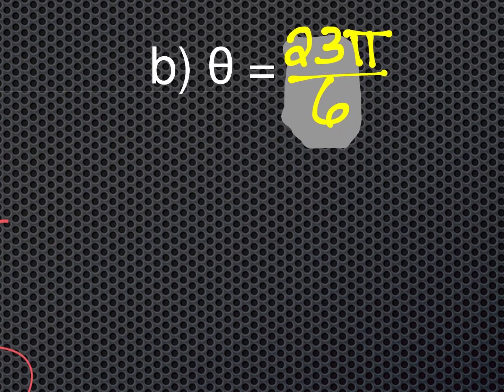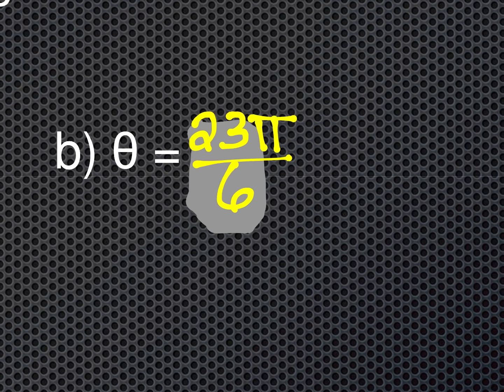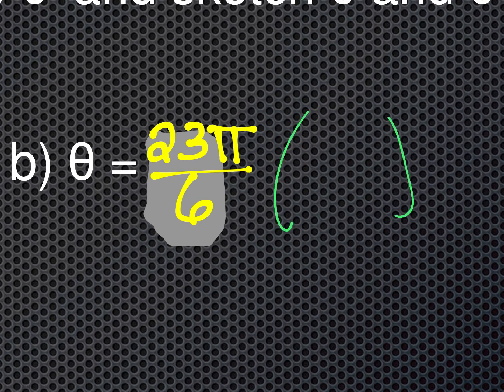Okay, look at this next example. Oh my gosh, 23 pi over 6. That's a big old number. Do I have any idea how many times around the unit circle we're going on this one? Nope, so let's figure it out. Let's convert it to degrees.